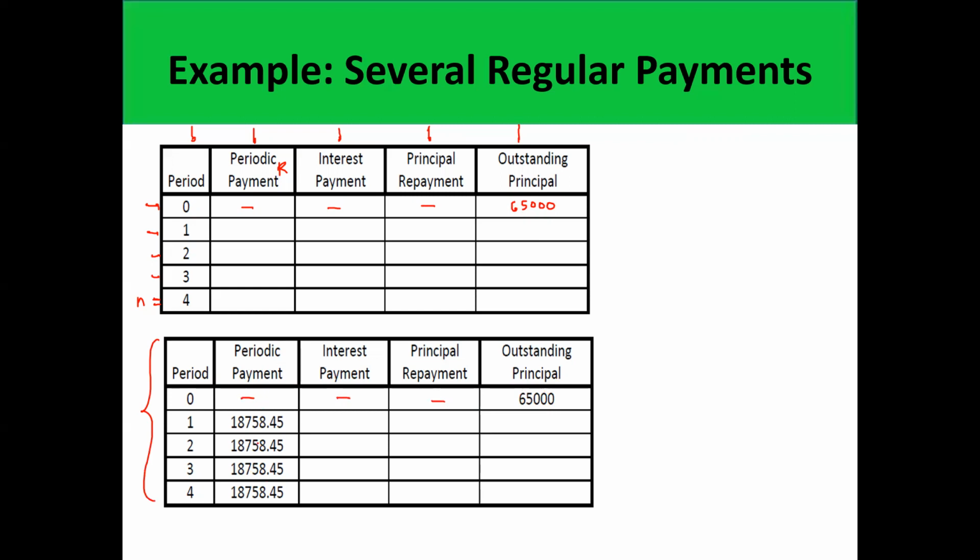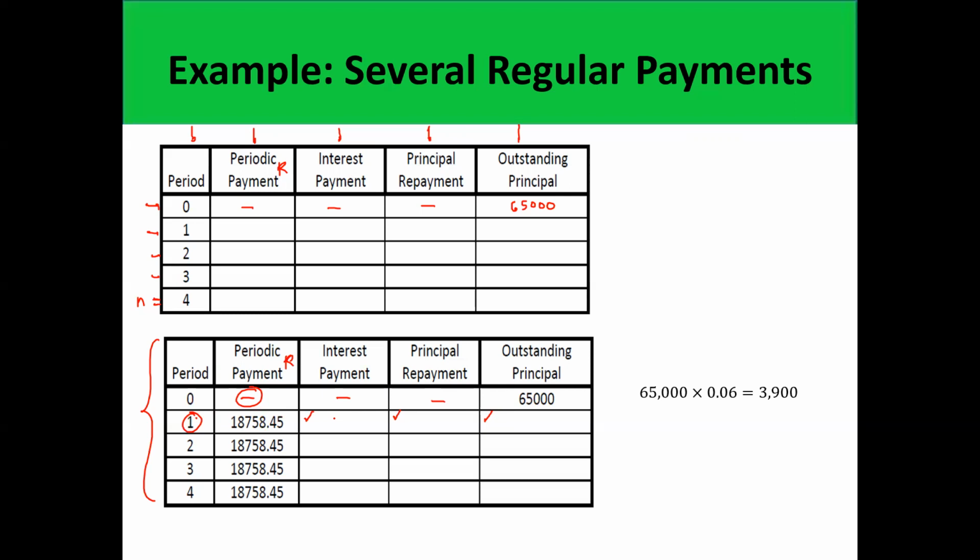And then we put the value of the periodic payment R that we have solved in the previous slide. So we have to just copy this amount for every cell in the first row except in the period 0 cell. And then the next step here is to compute for the interest payment for period number 1, the principal repayment for period number 1, and then the outstanding balance after we have made the first payment.